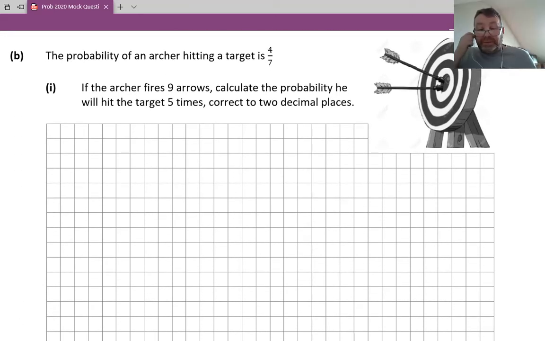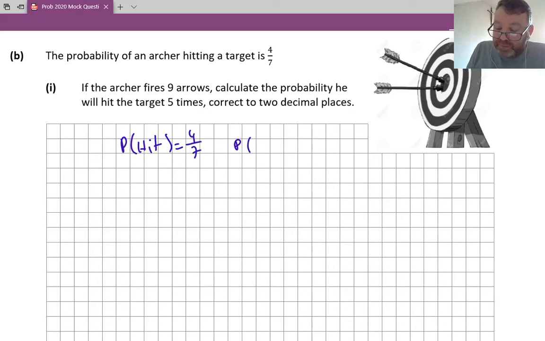Part B. The probability of an archer hitting a target is 4 over 7. If the archer fires 9 arrows, calculate the probability that he will hit the target 5 times, correct to 2 decimal places. So now we can't give back our answer as a fraction, we've got to give it back as a decimal. So have your calculator ready. How many arrows did he fire? 9. Calculate the probability he hits it how many times? 5. So therefore, first of all, how many outcomes are possible? Only 2. Either the probability of a hit, which is 4 over 7, or the probability of a miss, which is 3 over 7. So because there's only 2 outcomes, Bernoulli trial.